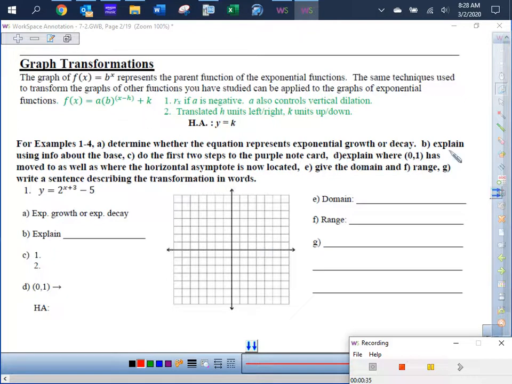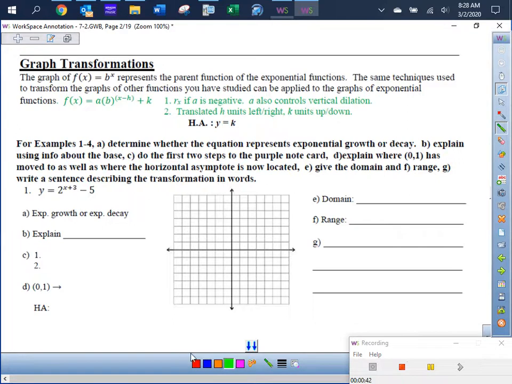So what we got here is our basic, generic, plain old exponential function with all the sprinkles added to it. So here's your base, but you got an a value, an h value, and a k value. And we're not even going to do all 4 steps to the purple note card. We're just going to do the first 2 steps, because the other ones, the dilating and stuff like that, it's so hard to see what happens to an exponential graph.